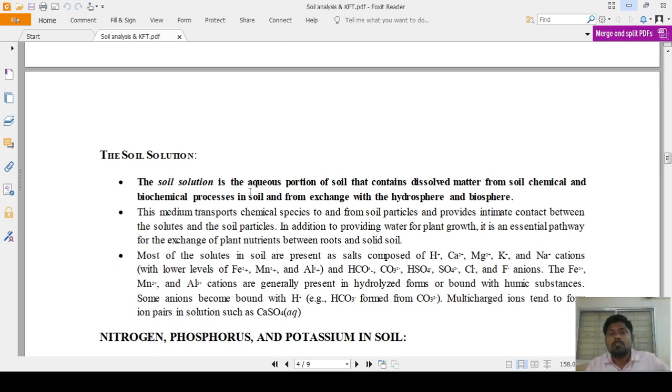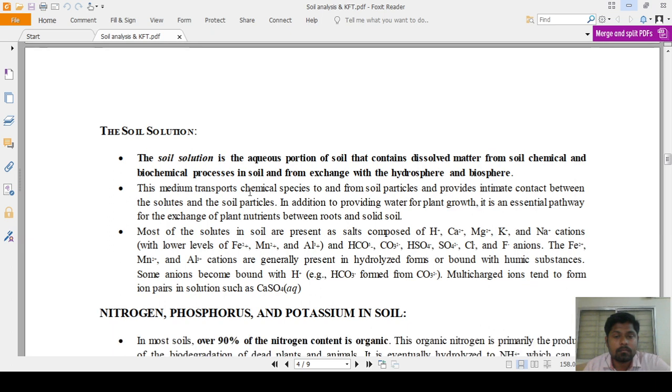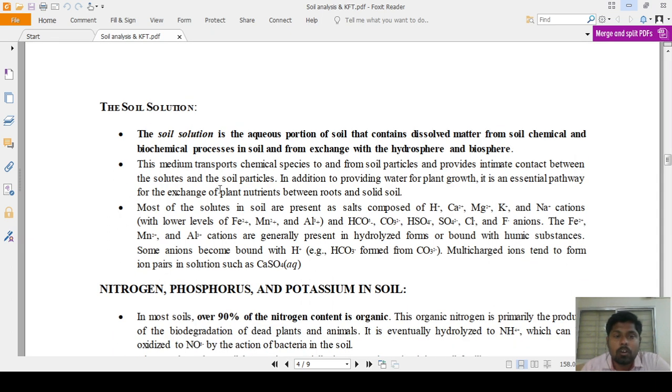Then what is the soil solution? Okay, the soil solution, that is the definition. The soil solution is the aqueous portion of the soil that contains the dissolved matters from soil chemical and biochemical processes in soil and from exchange with the hydrosphere and biosphere. Okay, how the soil solution is prepared.